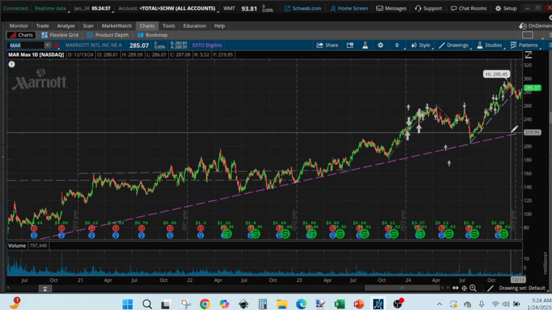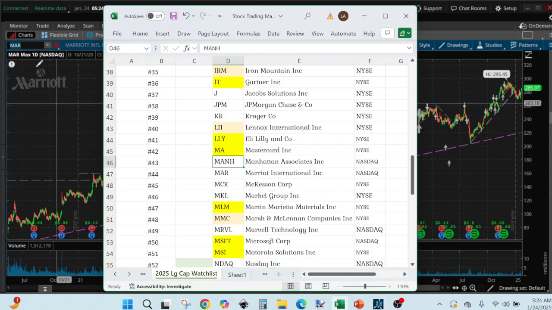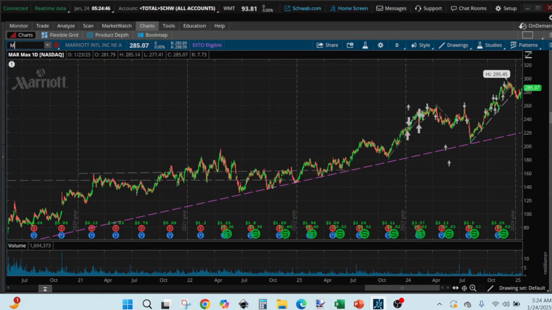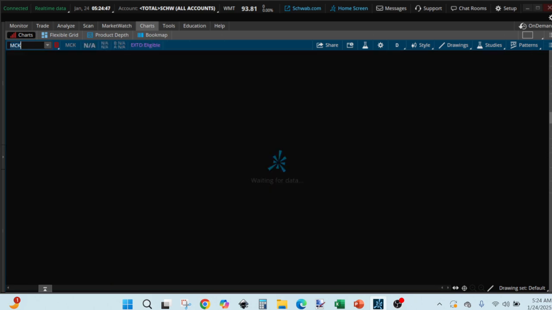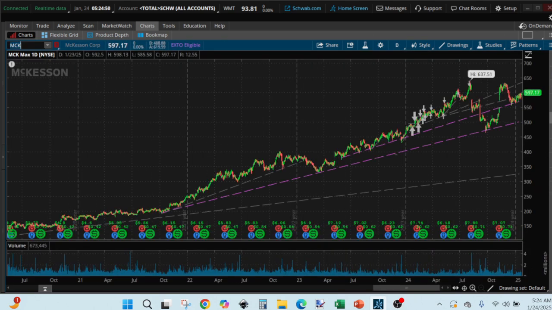MAR, we like to buy at this trend line. Right now it's far from it. This one seems kind of clear to us. MCK. So some stocks, their chart might just make it easy for you to see the pattern and see where you'd like to enter, while others might be a little bit more challenging.